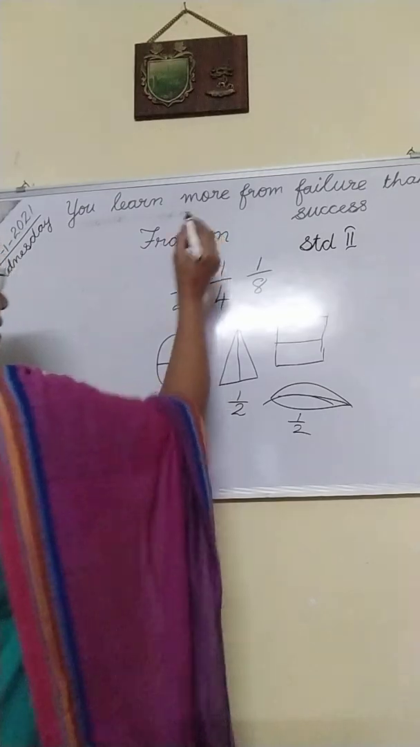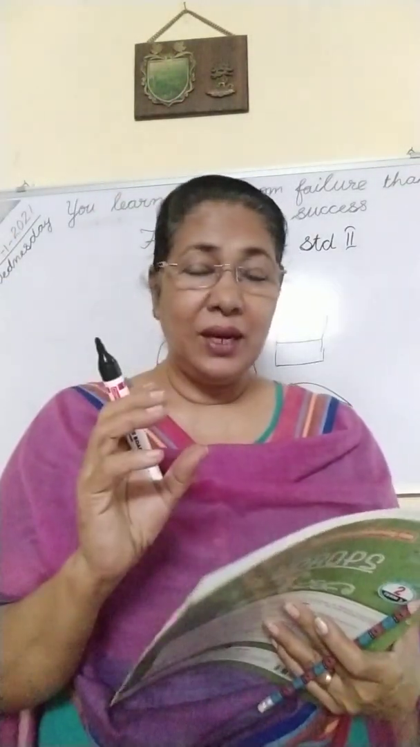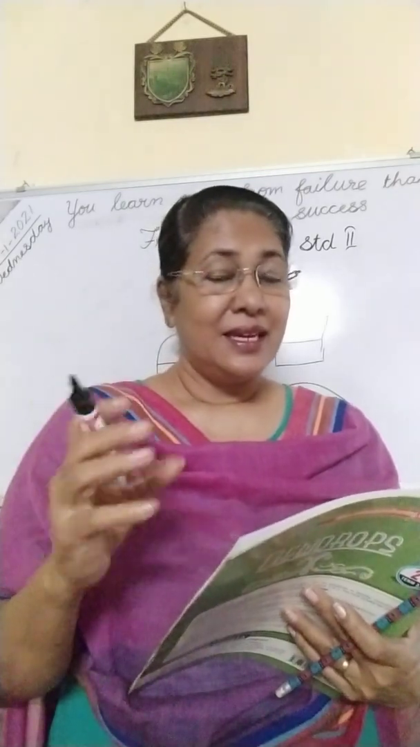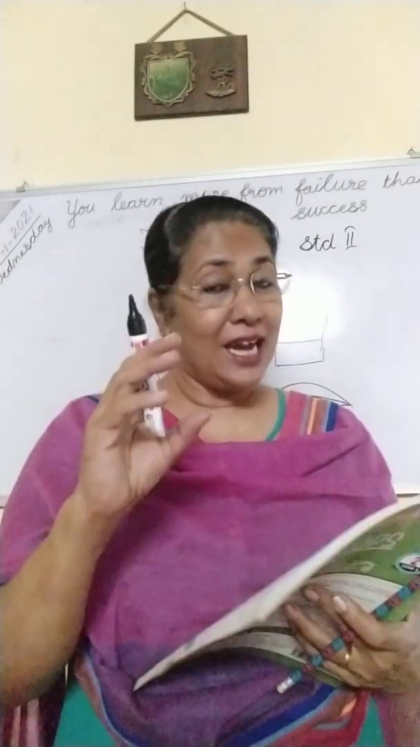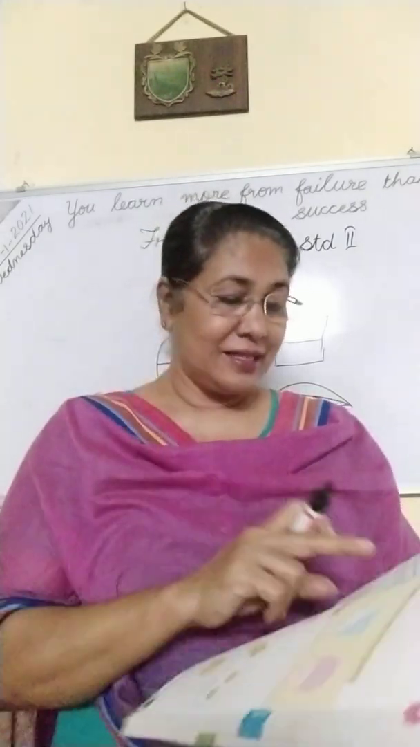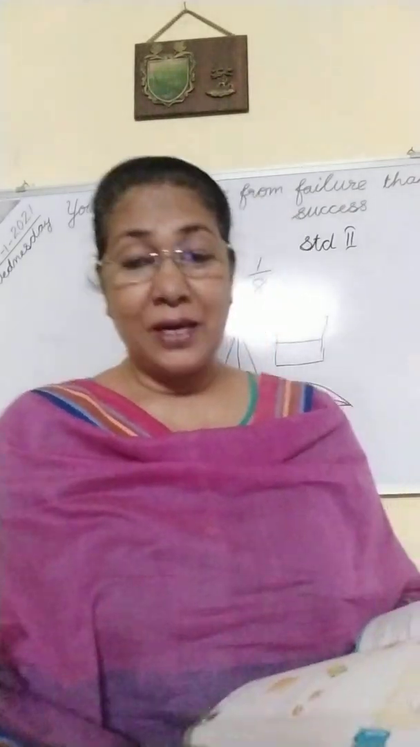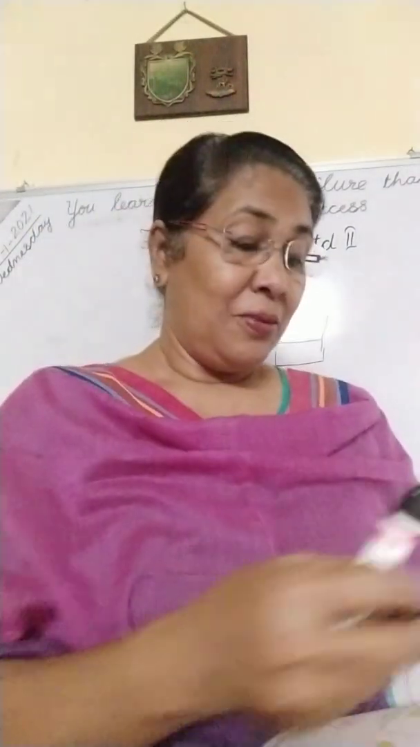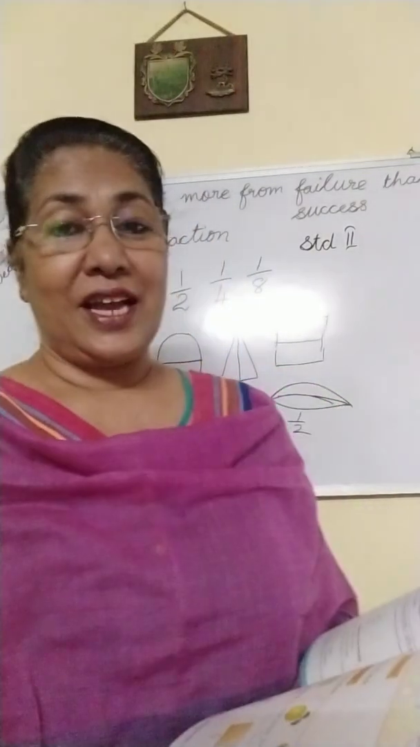Fractions. A fraction is a part of a whole that is equally divided. That is half, and two halves become 1. Parts of a whole are called fractions. You can divide a whole into many parts, and then that is called a fraction.